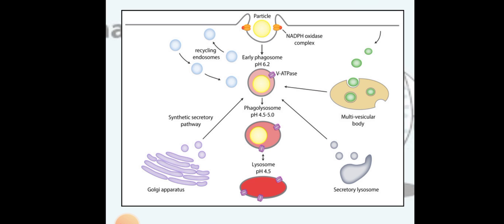Again, here is the descriptive explanation of the process of phagocytosis within this diagram. Here the early phagosome, phagolysosome and lysosome are present. Whenever there is intracellular killing of ingested material within the phagocytic cells, firstly it is transferred into the phagosome, then it is transferred to the phagolysosome, and within that there is the complete degradation of the ingested material.